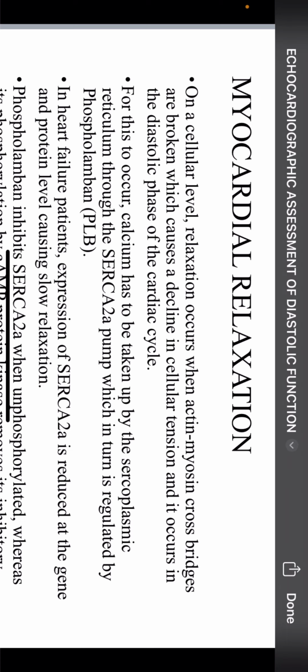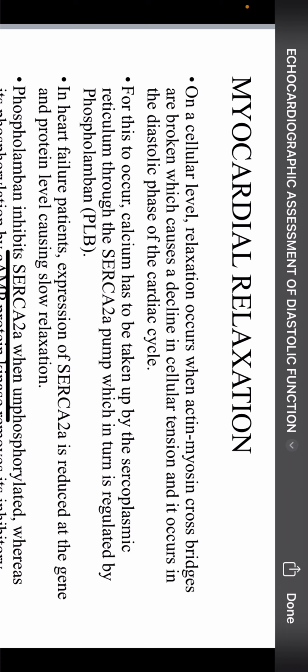After contraction, as long as calcium is still there in the cytoplasm, the active sites will be open and the contraction will continue. So in order to relax, calcium should be taken back. After the power stroke, calcium should be removed. And who removes that? It is the SERCA2A pump, regulated by phospholamban. We are going to see how phospholamban, a regulatory protein, affects SERCA activity. In heart failure patients, expression of SERCA2A is reduced at the gene level and the protein level, causing slow relaxation.